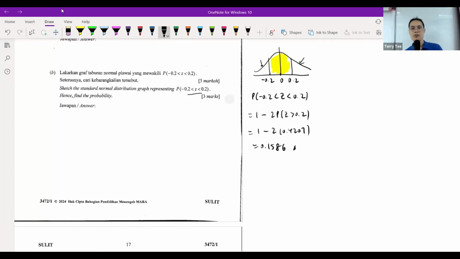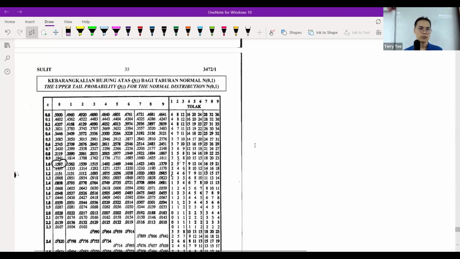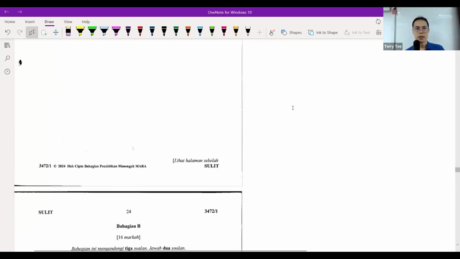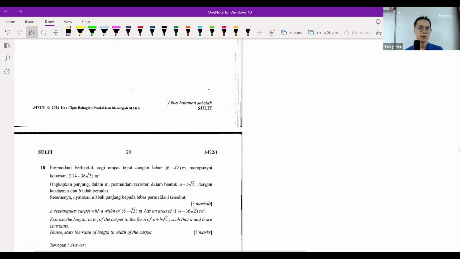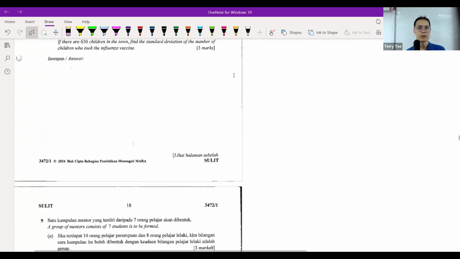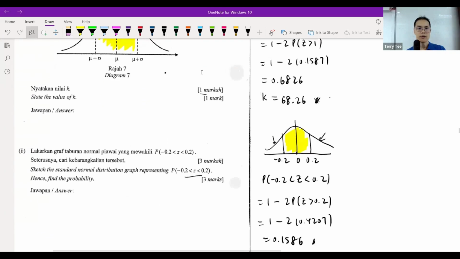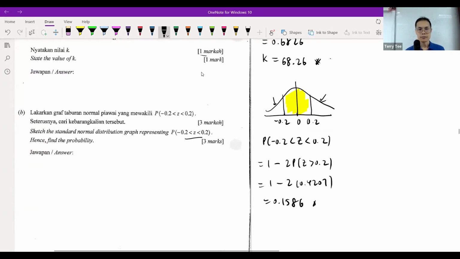Now again, you can use your table if you don't have this calculator. For 0.2, you can see over here is 0.4207. Quite easy to find. And there you go. Let me go back to this. Your answer is the same, 0.1586.